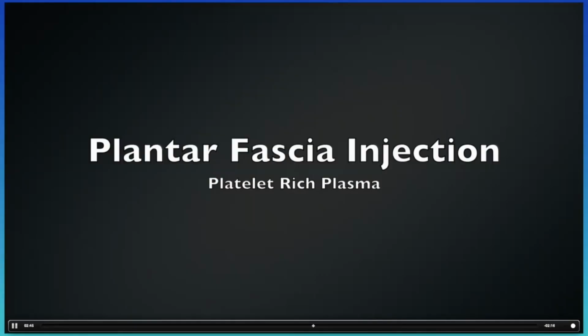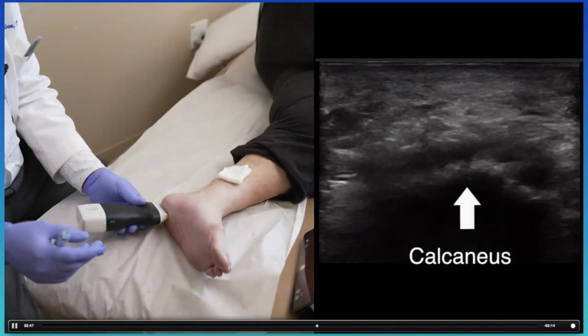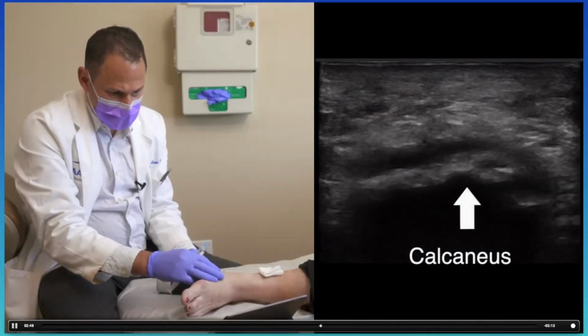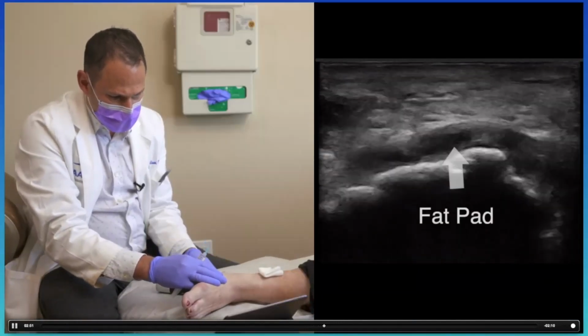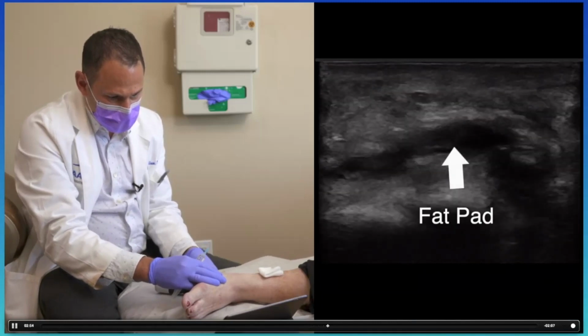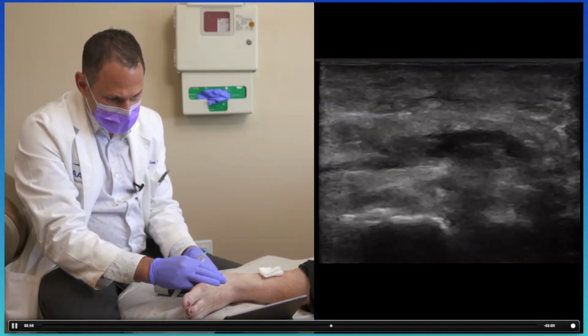I put my probe underneath the calcaneus. The fat pad is the most superficial, followed by the beginning of the plantar fascia. As I scan distally, you see the fascia.